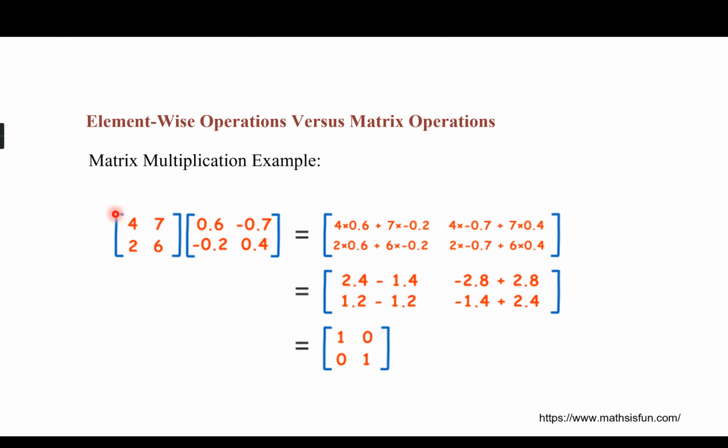And the way it works is that we multiply the rows by the columns. So 4 times 0.6, 7 times negative 0.2, and then we add these results, and that will give us the first element in the output, and so on. So it's a bit of a lengthy process to multiply matrices, and we have to check for the condition of the inner dimension, whether they agree or not. Otherwise, if they don't agree, we cannot perform multiplication between these matrices.